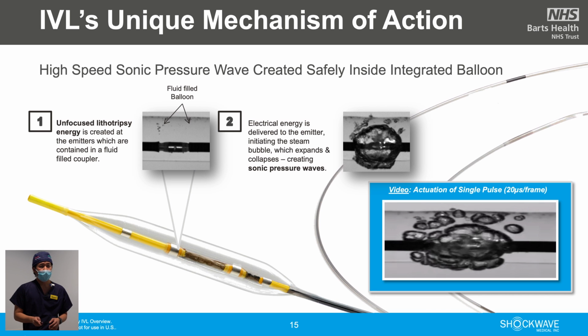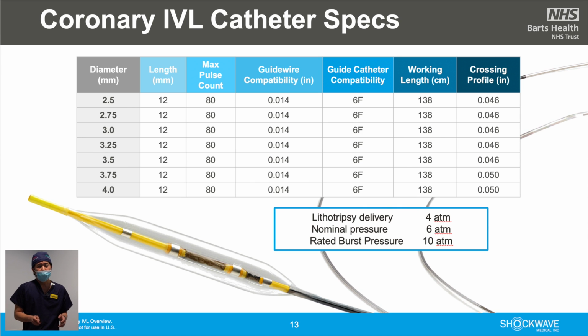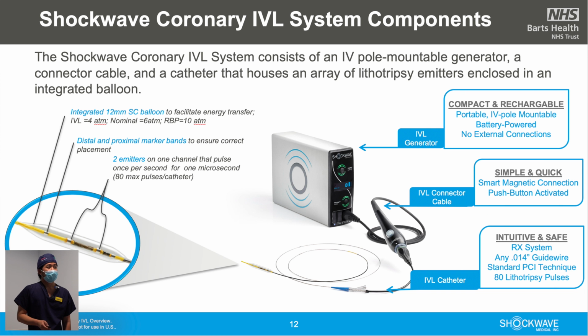So with coronaries, you only have 2 emitters. So from these emitters, that's where the wave comes from. So coronaries, the length of the balloon is only 12 millimeters for all sizes, 12 millimeters. And for the peripheral is 60. And the peripheral has more waves or more therapies compared to coronaries, which I'll explain later.